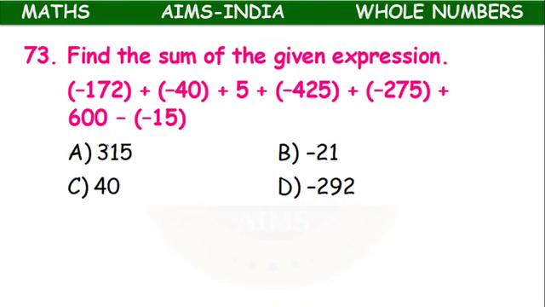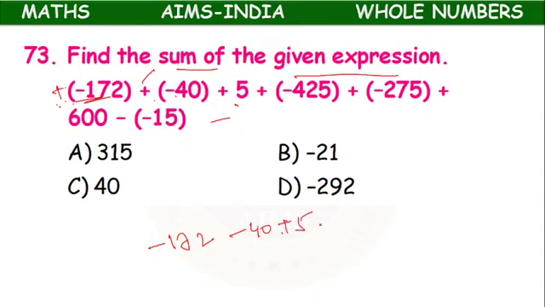Next, 73. Find the sum of the given expression. So they have given brackets. We have to remove the brackets first. Here before the bracket there is nothing, we have to assume it is plus. We can remove the bracket because plus is there. Signs will not change. 172, we can remove plus. Signs will not change. Minus 40.